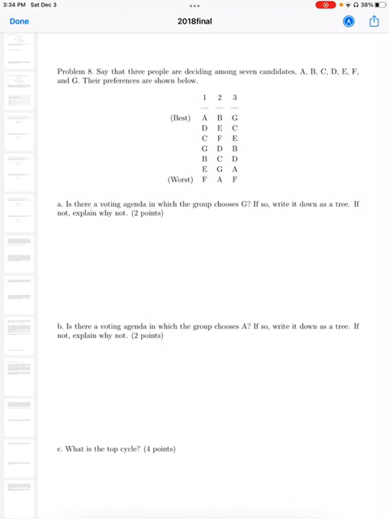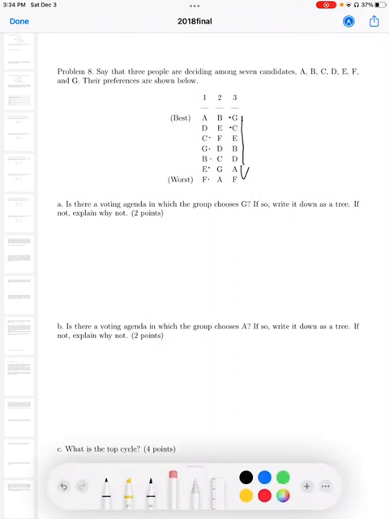For the first person, their best candidate is A, and their worst candidates are B, E, and F. That's their preference. For person 2 it is B, E, F, D, C, G, and for person 3 it is G, C, E, B, D, A, F. All this basically means is which candidates they prefer. So they prefer G over C and so on.